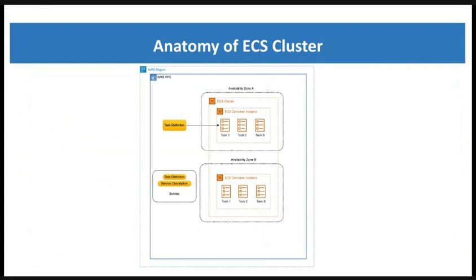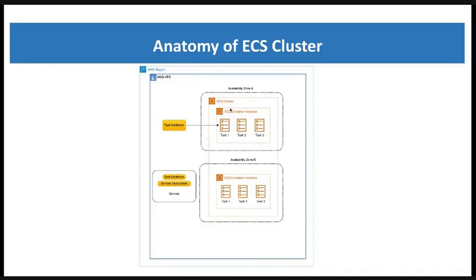Okay, anatomy of the ECS cluster. So over here, let's look again into a typical ECS cluster. Everybody probably knows what a region is and what a VPC is. In a VPC, we have multiple availability zones, which are like data centers from AWS, and within these data centers we run multiple EC2 instances.